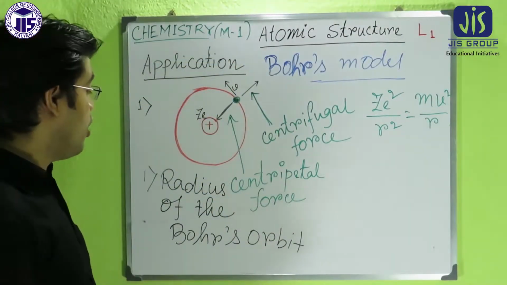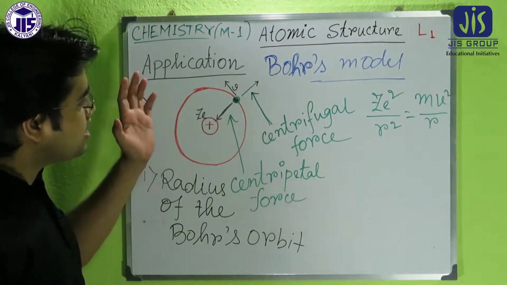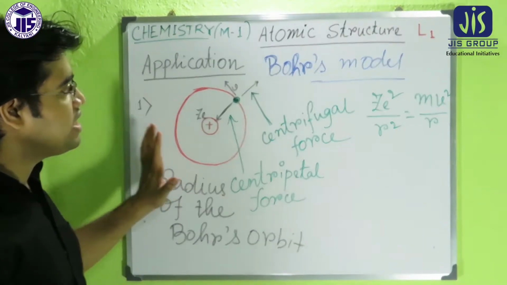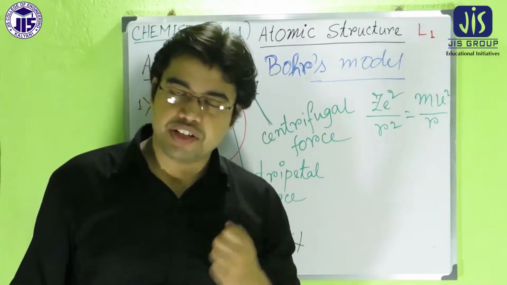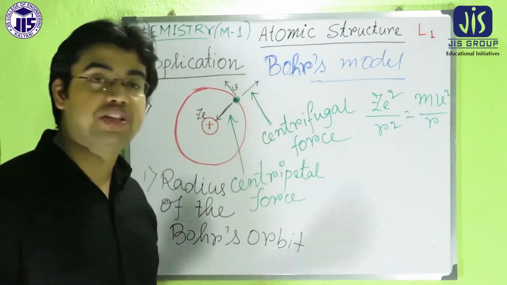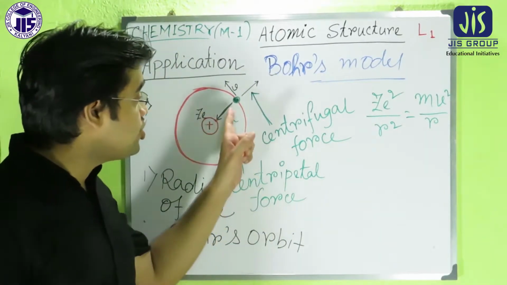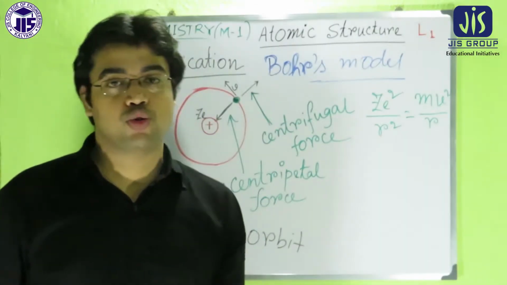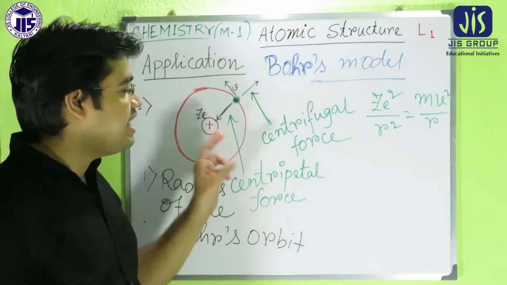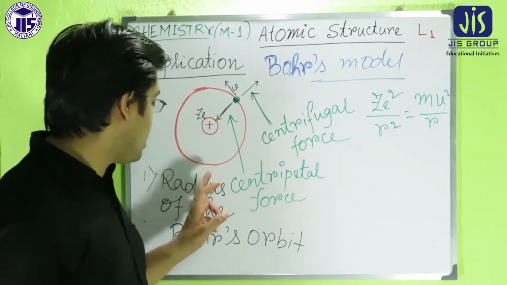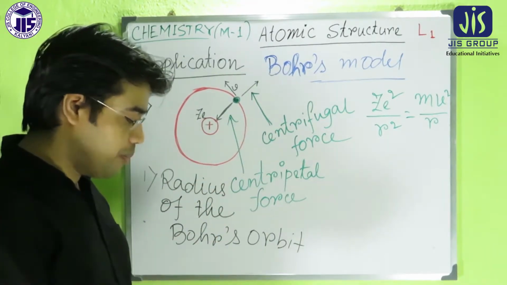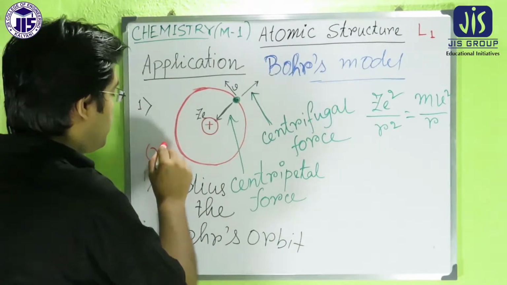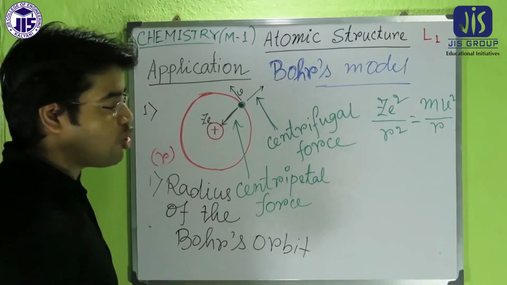First of all, we'll discuss the application of Bohr's model. You know that from Bohr's model we can calculate some parameters like the radius of the Bohr's orbit and the energy of the electrons. Those parameters we can calculate from Bohr's model. So first of all, radius. How can we calculate the radius of the Bohr's orbit? Generally we'll take it as r. So r represents the radius of the Bohr's orbit.